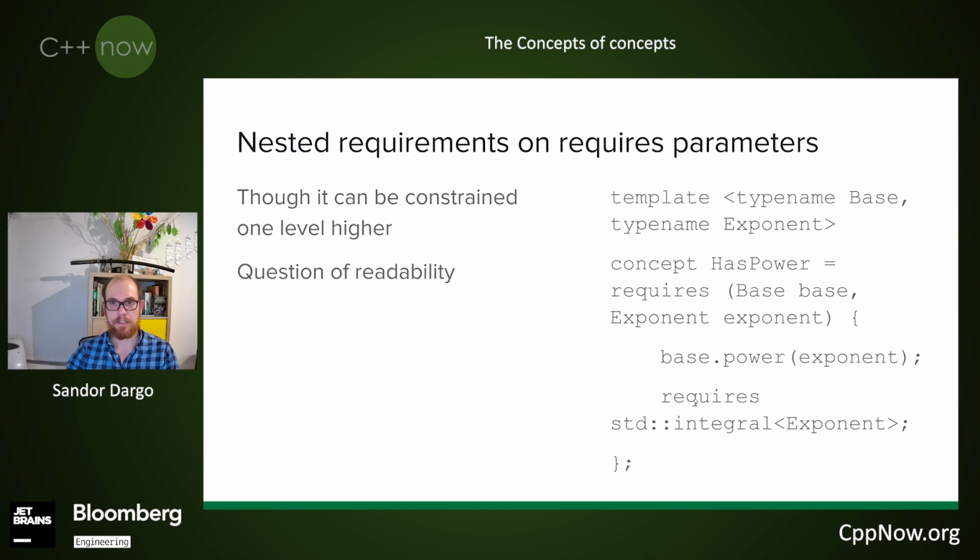In this case, if you want to use this concept within the requires clause, then you must nest the requires keyword. You might argue that this constraint, std integral exponent, can be moved outside of the requirements of this outer requires clause, and you could say that has power equals std integral exponent, and we require that base.power takes an exponent. That's right. You can do that. Here it's a question of readability, of what you think is more readable. But you have the option.